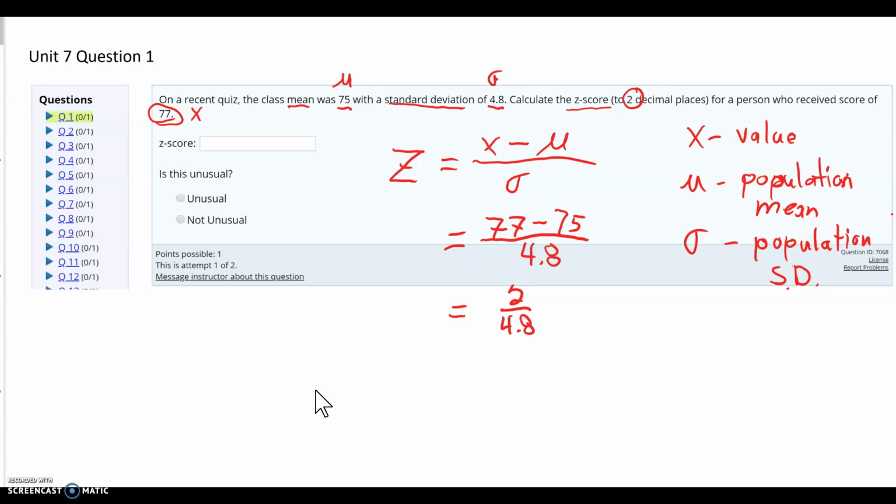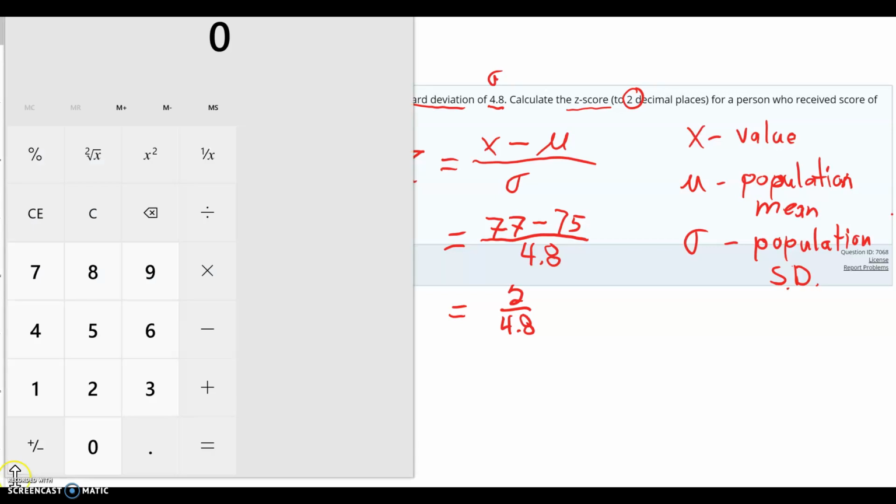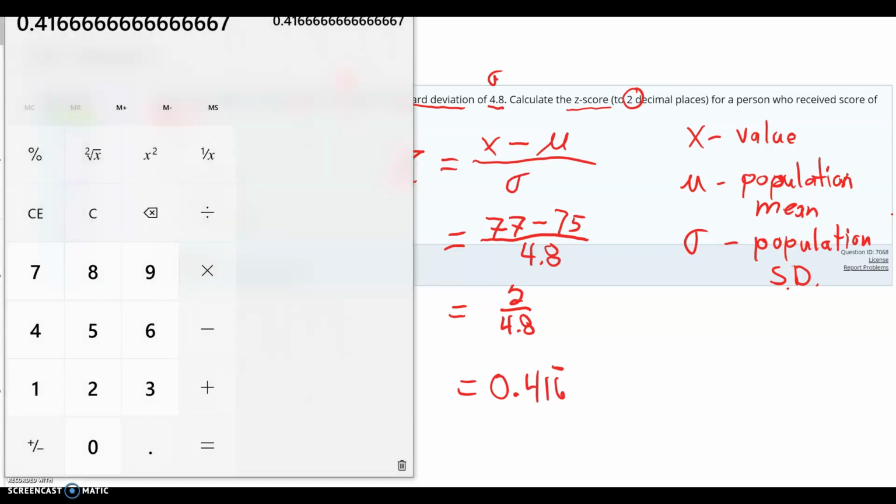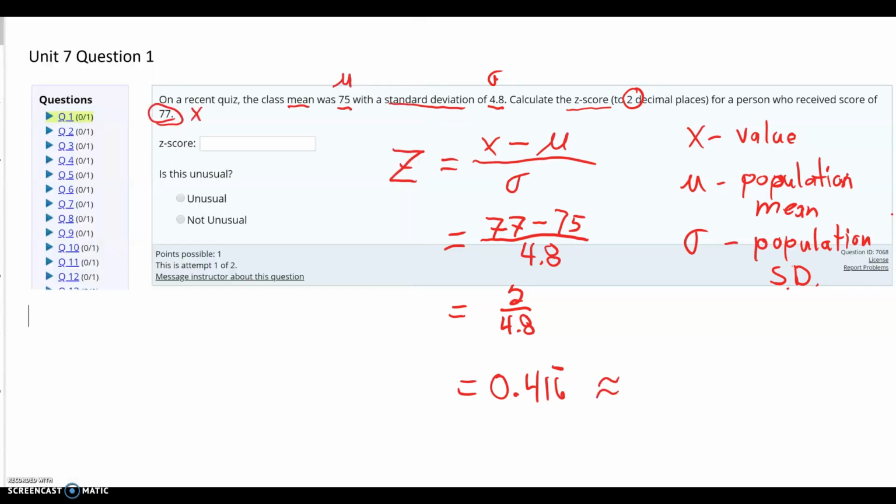So this is going to equal 2 divided by 4.8. All right, and let me grab my calculator. Okay, so I have my calculator, and I'm going to do 2 divided by 4.8 equals. And I get 0.416 repeating. Let me make sure that's what I have. Great. It said 2 decimal places, so this approximately equals 0.42. And that's what's going to go in this box.